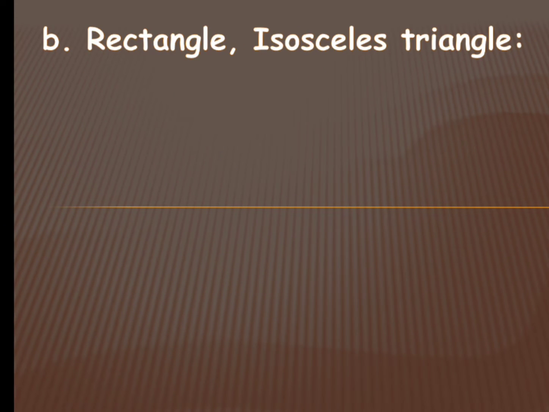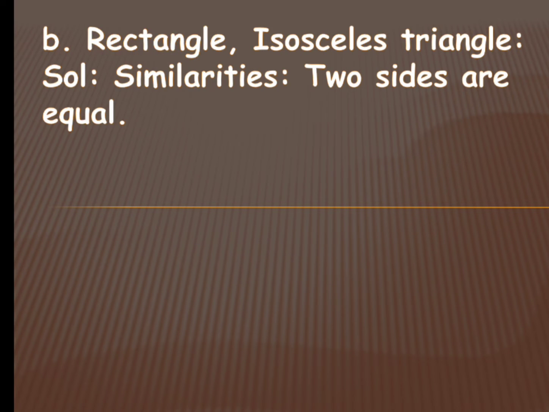Next one, rectangle and isosceles triangle. An isosceles triangle, children, means two sides are equal, isn't it? And in a rectangle, opposite sides are equal. One set of two sides will be equal, and the other set will be equal. That means both lying lines will be equal, and both standing lines will be equal. That becomes the similarity: two sides are equal.